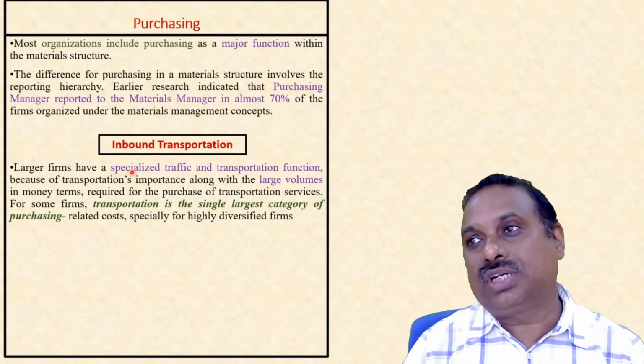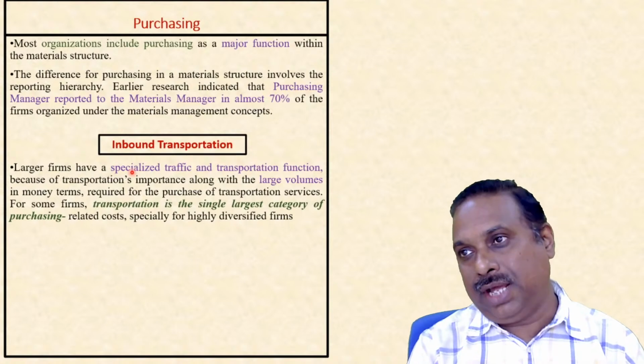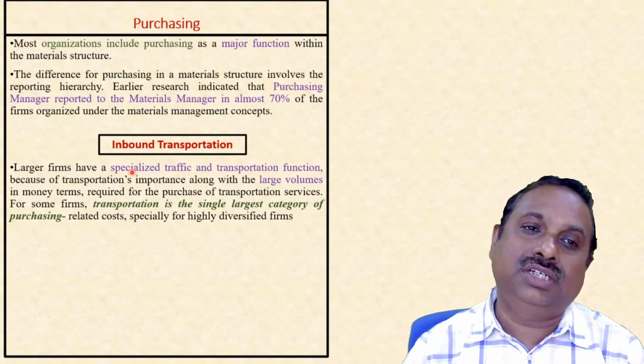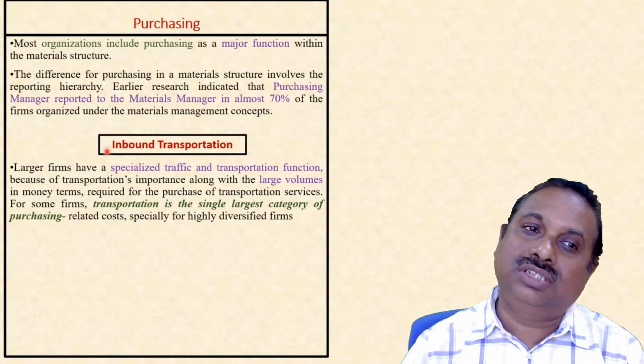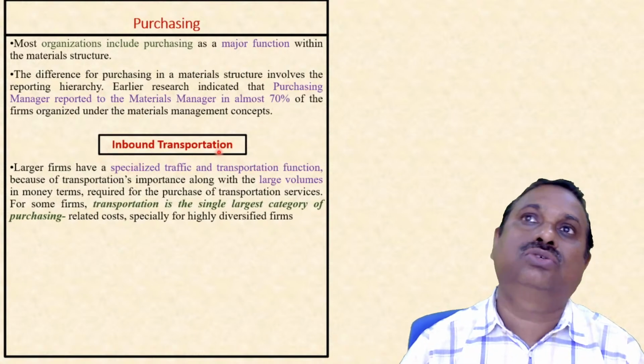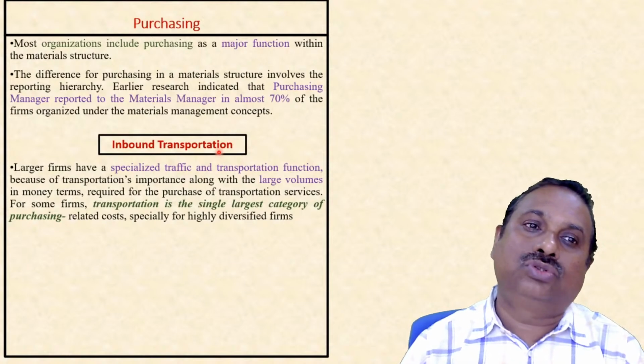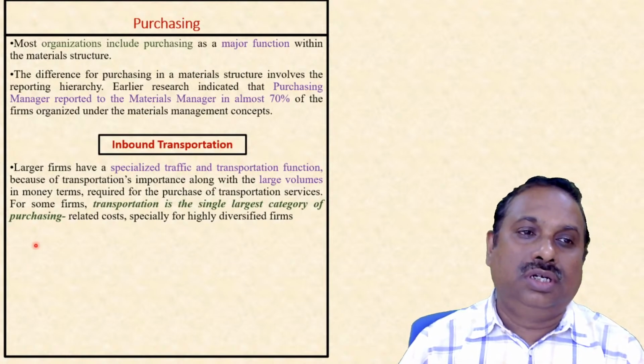Next is inbound transportation. That means from the supplier, material comes to the manufacturing organization. So this is inbound transportation. There might be 4 to 5 modes. So you have to select the mode.